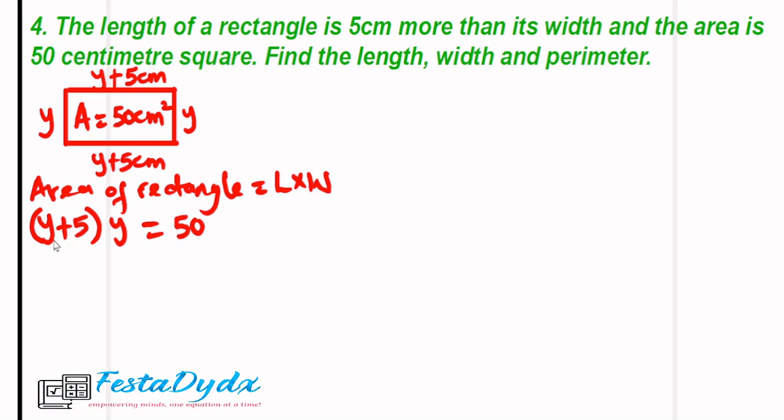So just like we've been expanding others, we're going to expand this bracket so that it will lead us to a quadratic equation. So y times y is y squared. 5 times y is plus 5y. Then we have equal to 50. I'm going to bring the 50 inside, so we'll get a quadratic equation.